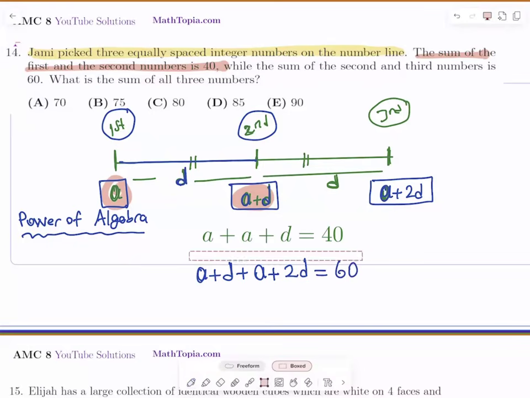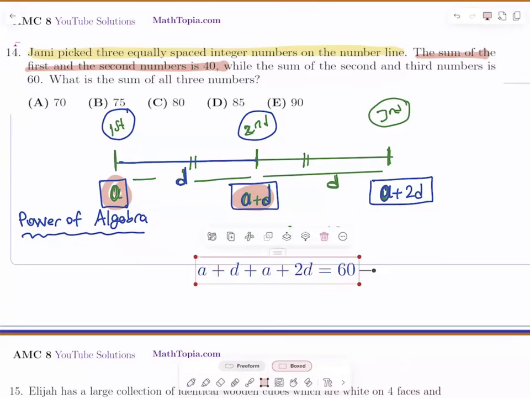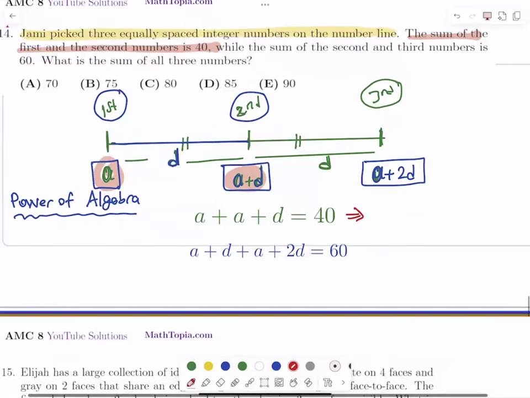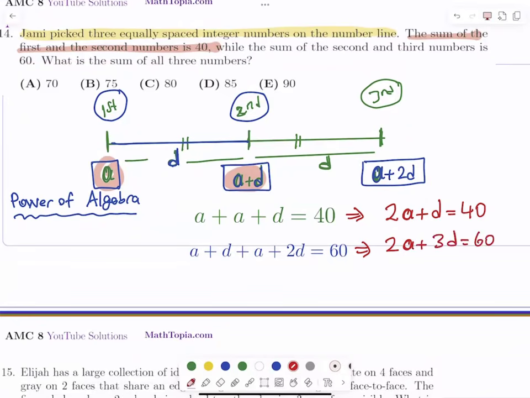So we are now okay for this one. Okay, very good. From the first equation, Yusuf, how do I get the information? It's going to be 2a plus d plus d equals 40. Then this is going to be 2a plus 3d equals 60. Let's say this is equation 1. This is equation 2.